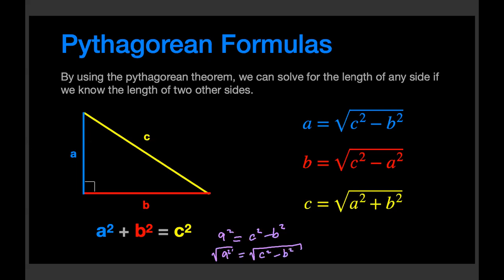And since we have that square root of A squared right here, that would just be A, right? Because the square cancels out the square root. And so then we have these formulas over here. A equals the square root of C squared minus B squared. B equals the square root of C squared minus A squared. And for C, it's the same formula, but we just take the square root of both sides.